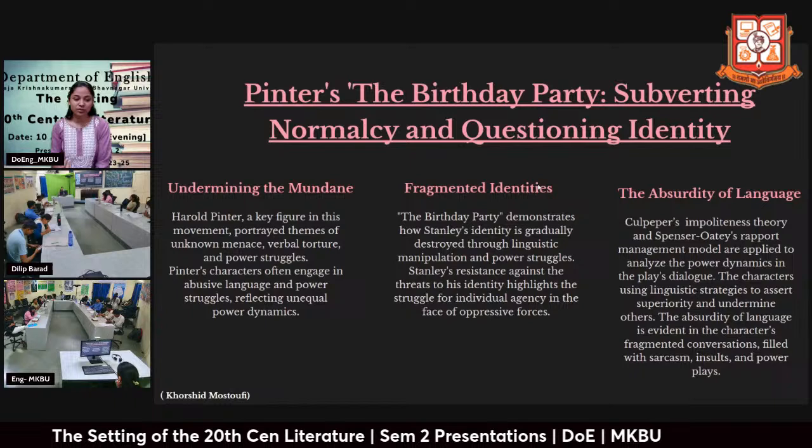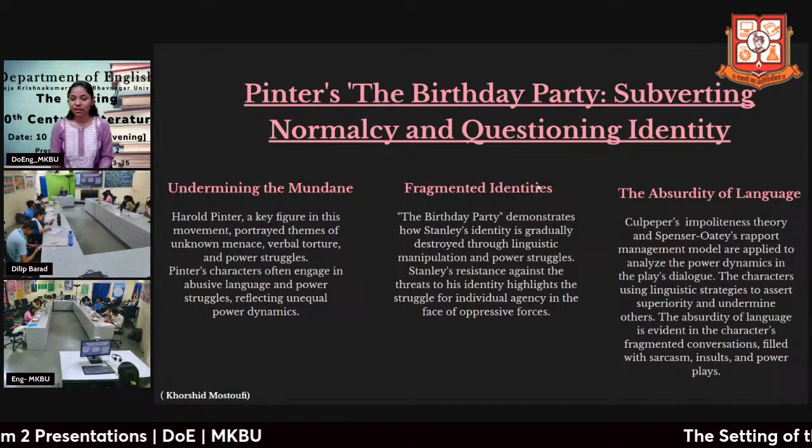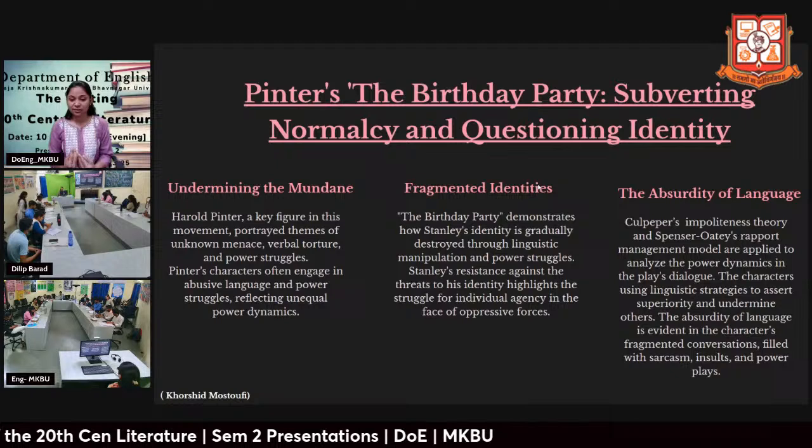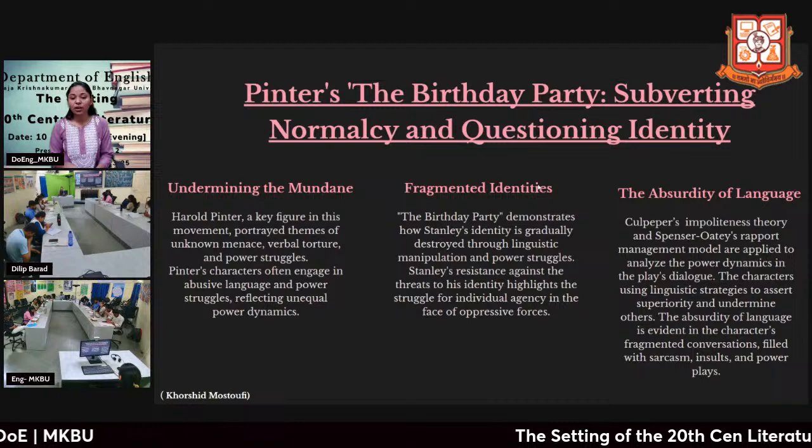Fragmented identities. The Birthday Party demonstrates how Stanley's identity is gradually destroyed through linguistic manipulation and power struggle by Goldberg and McCann. Stanley's resistance against the threats to his identity highlights the struggle for individual agency in the face of oppressive forces.